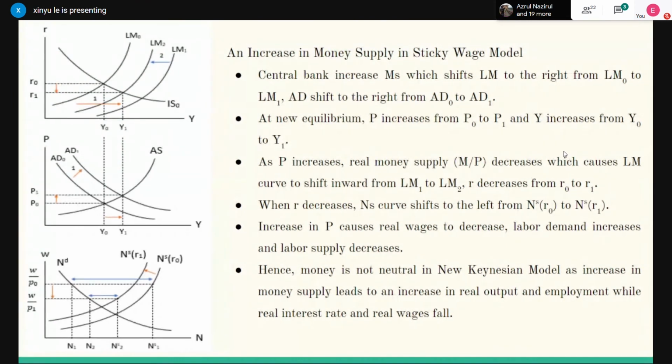When R decreases, the labor supply curve shifts to the left from NSR0 to NSR1. Increase in price causes real wages to decrease, labor demand increases, and labor supply decreases. Hence, money is not neutral in the new Keynesian model, as an increase in money supply leads to an increase in real output and employment, while real interest rate and real wages fall. Next.